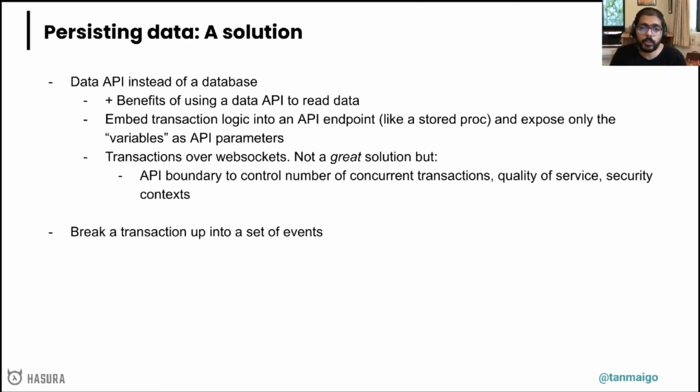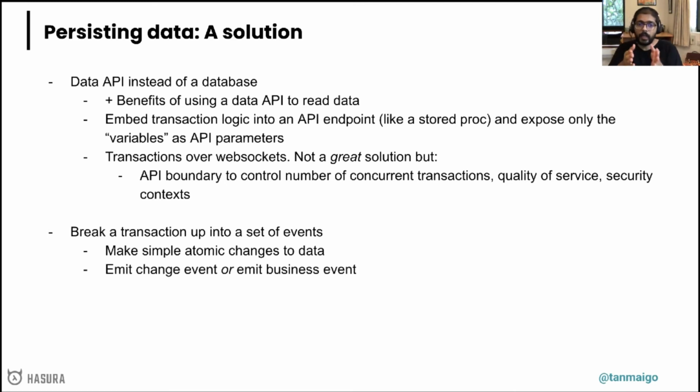So if you take the event approach to this, we can break a transaction up into a set of events, right? And so the way we think about it is that we have a series of serverless functions that will run. Each serverless function will make atomic changes to data and then stop. And then at the end of it, maybe they'll just persist data, and that persistence will emit a change event that will trigger something else, or the serverless function itself can emit a business event and then shut itself down. And then the next event that is emitted runs and triggers the next piece of compute.